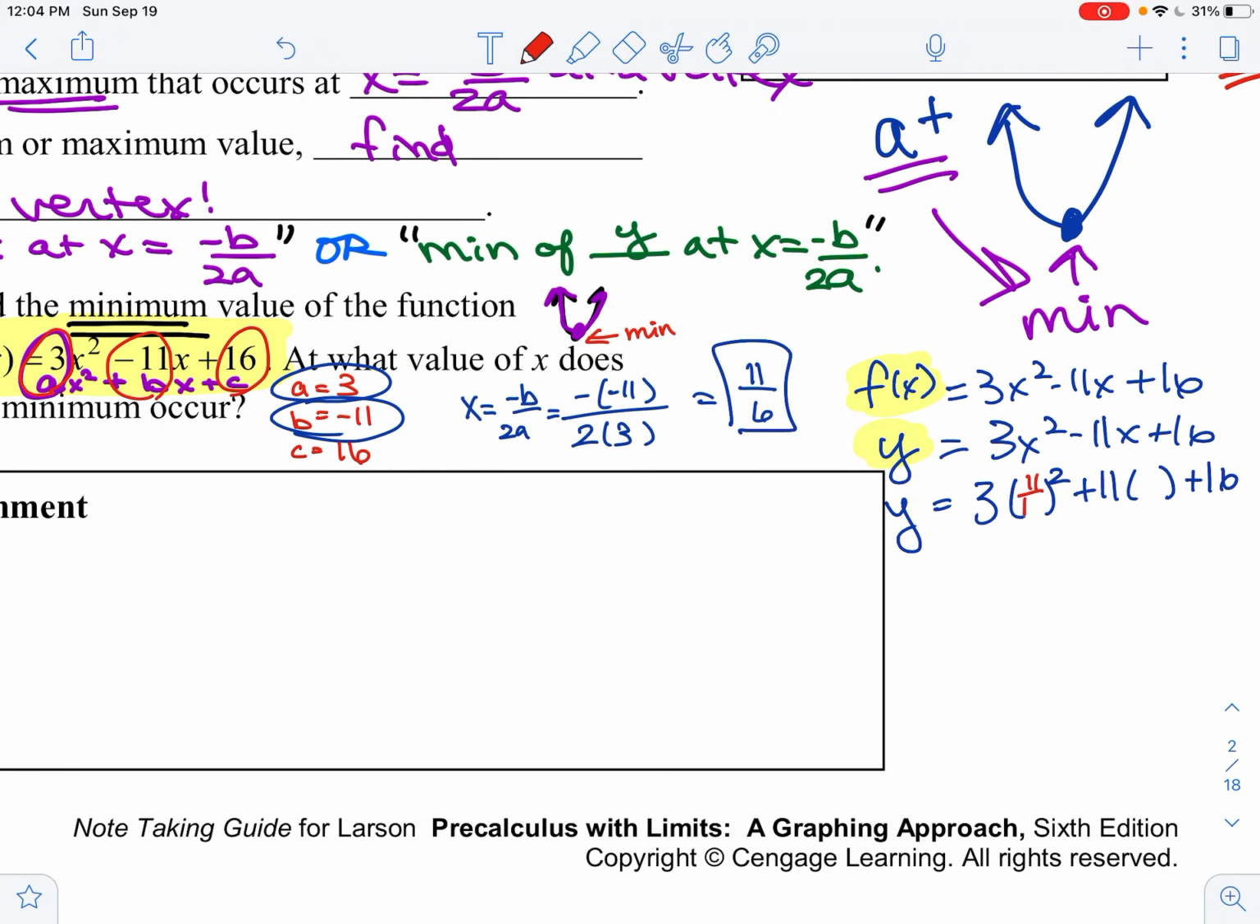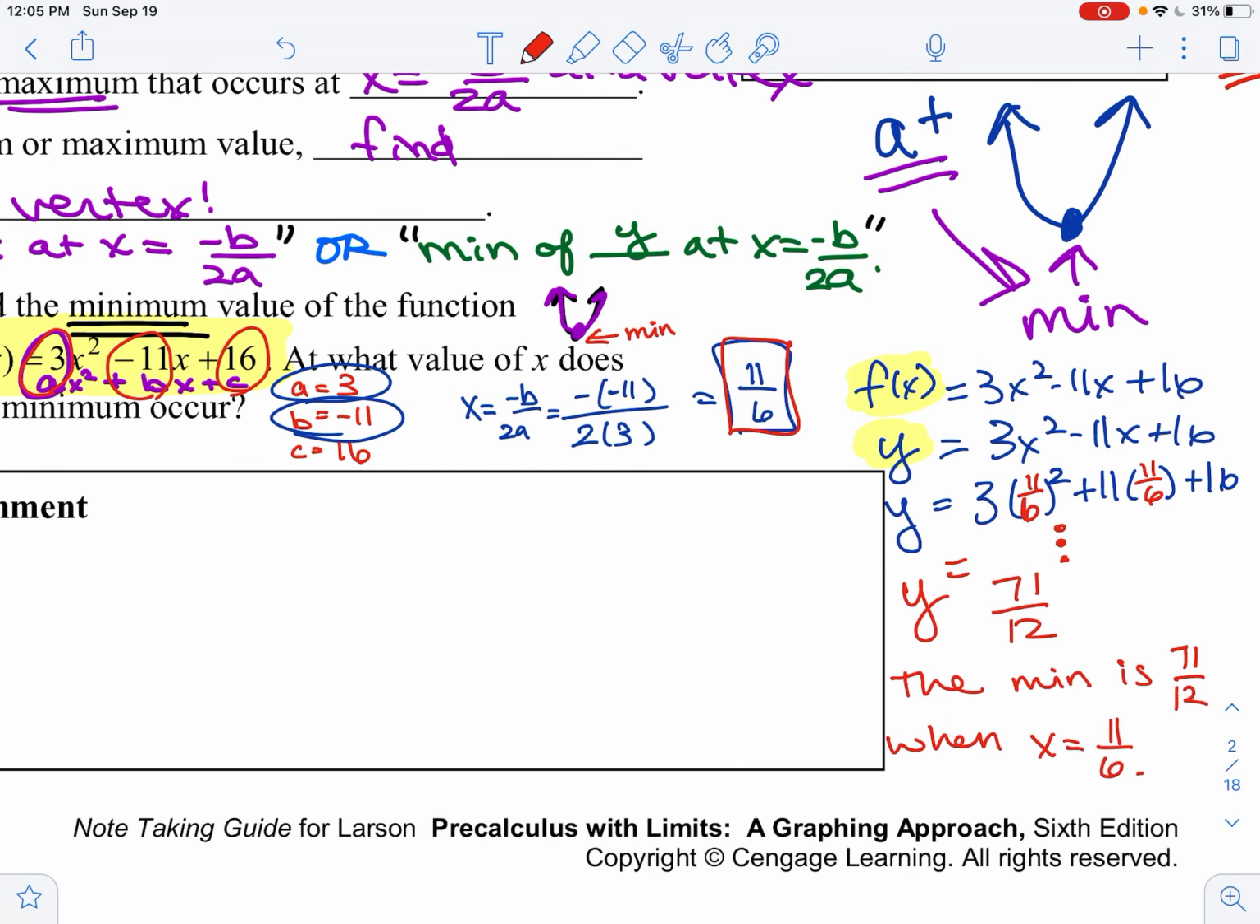So let's plug that in, 11 over 6 and 11 over 6. If I plug this in and work it all the way down, I won't make you do it because it's a lot of fractions. We can do that later. But it's going to end up being 71 over 12. So if I know the y value is 71 over 12 when x is 11 over 6, we say the minimum is 71 over 12 when x equals 11 over 6. And that's how we would say that answer.